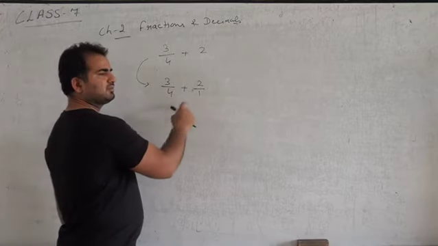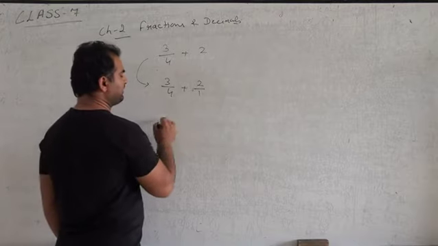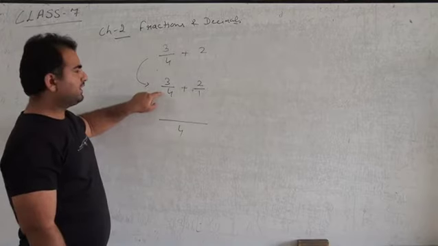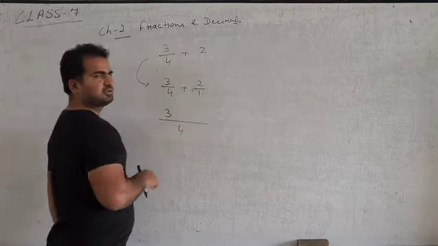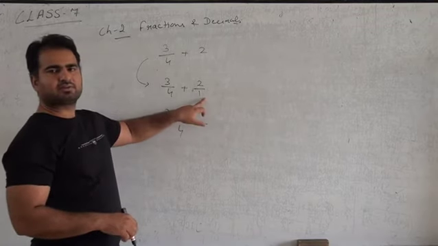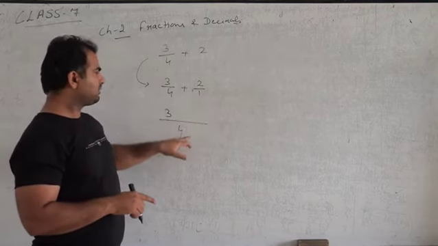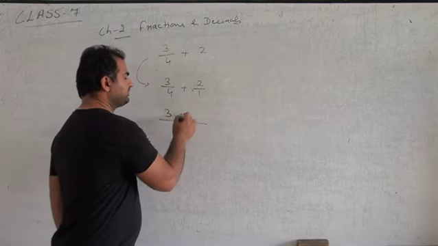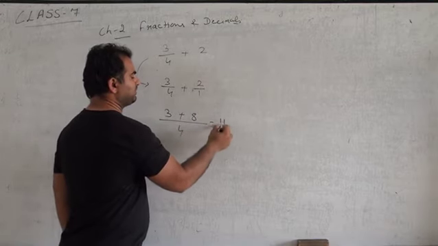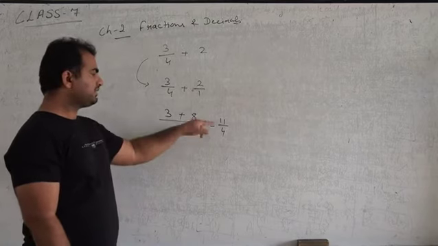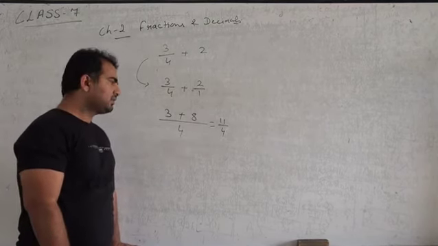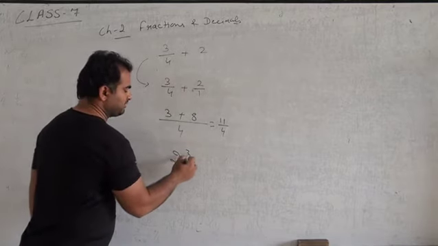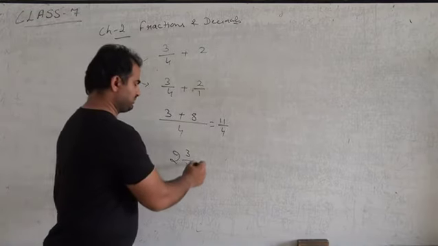We know that it is which kind of fraction? Unlike fraction. Then we have to take the LCM. It will be 4. 4 divided by 4 will be 1, and 1 multiplied by 3 equals 3. Again, 4 divided by 1 will be 4, and 4 into 2 equals 8. It will be 11 upon 4. And what kind of fraction is it? Improper fraction. Then we have to change it. It will be 2 3 upon 4. Answer.